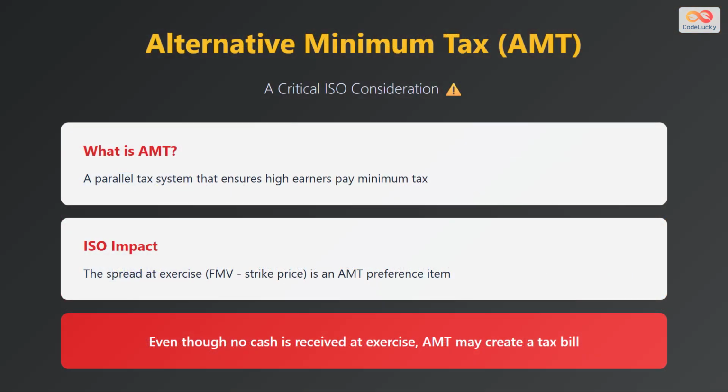The alternative minimum tax, or AMT, is a critical consideration for ISO holders. AMT is a parallel tax system designed to ensure that high earners pay a minimum amount of tax. For ISOs, the spread at exercise, which is the difference between the fair market value and the strike price, is considered an AMT preference item. This creates a unique challenge. Even though you don't receive any cash when exercising your ISOs, you may still owe AMT on the paper gain. This is why it's essential to plan carefully before exercising ISOs.